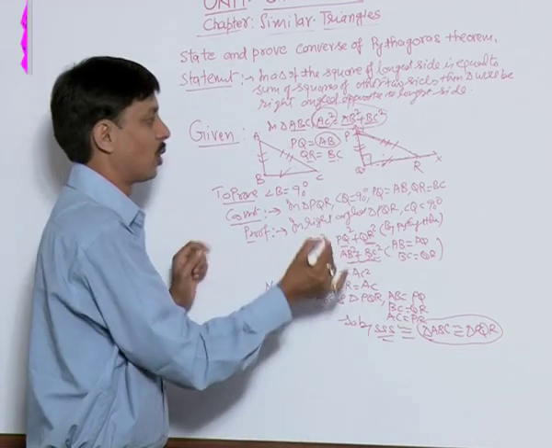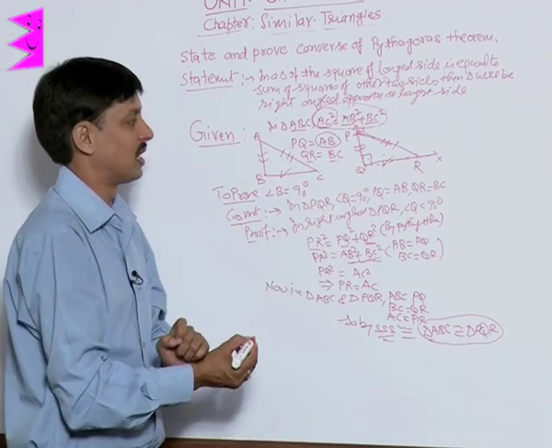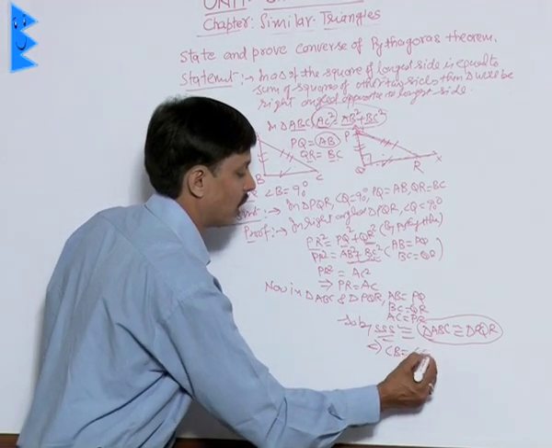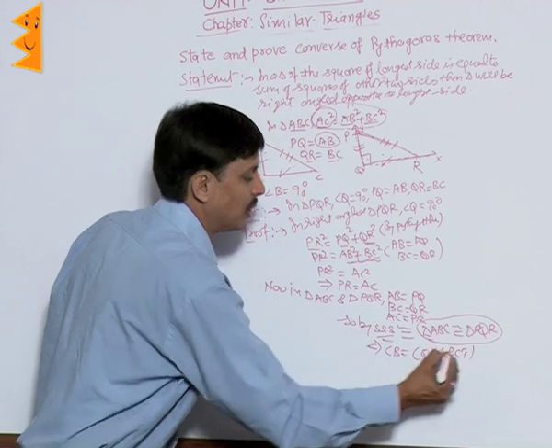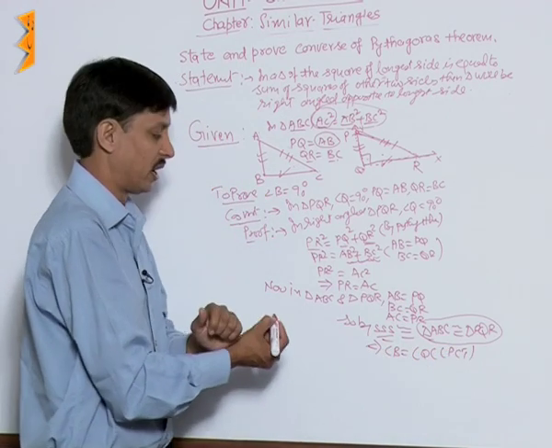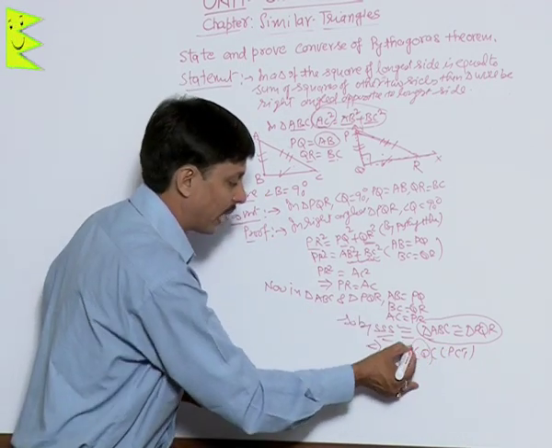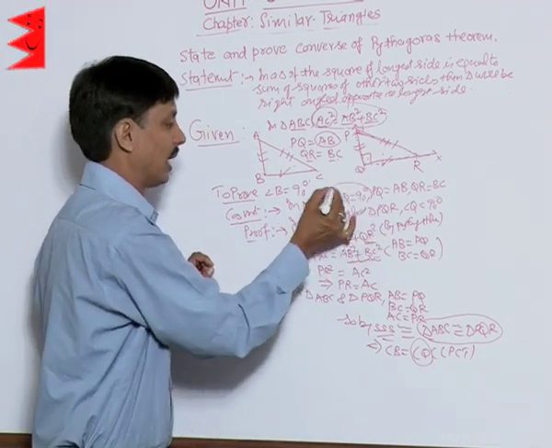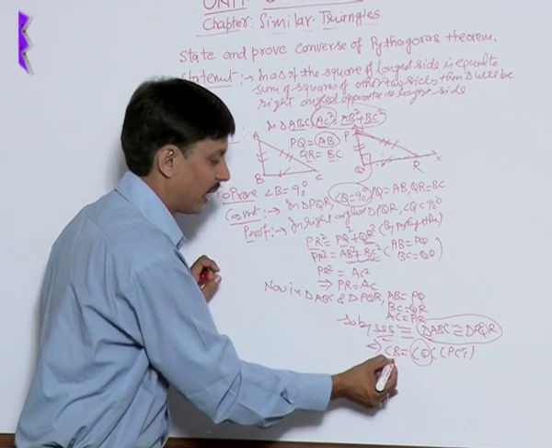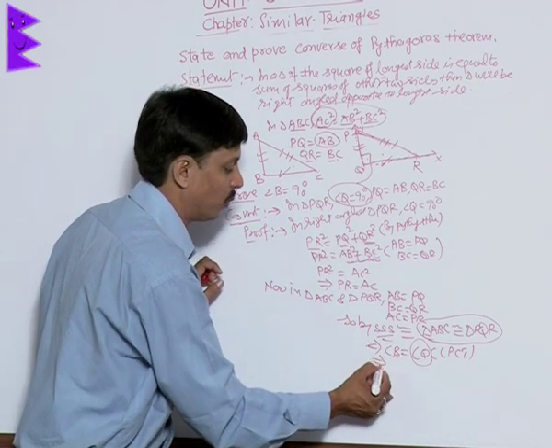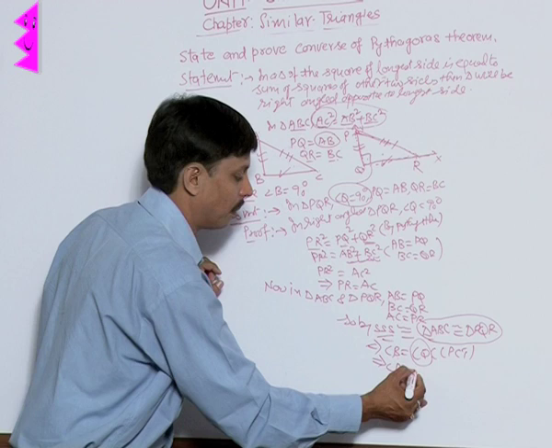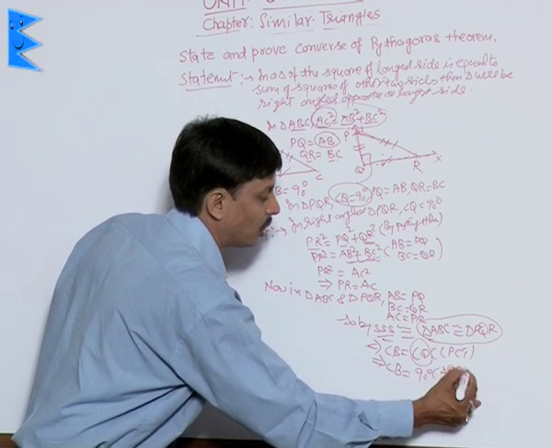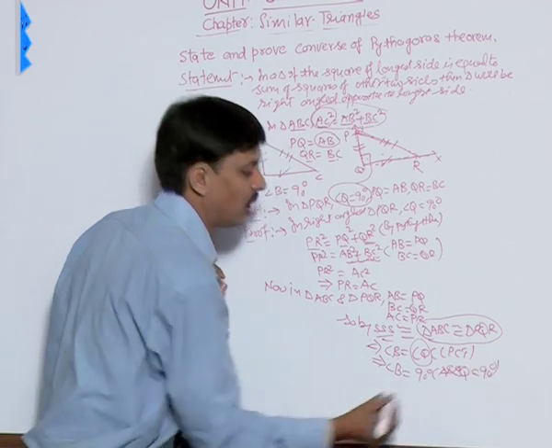If these two triangles are congruent, then their remaining corresponding parts are equal. So we can say this implies angle B is equal to angle Q. Reason: by CPCT, corresponding parts of congruent triangles. But this angle Q was taken as 90 degrees in the construction. And angle B and Q are equal. So we can say angle B is equal to 90 degrees.